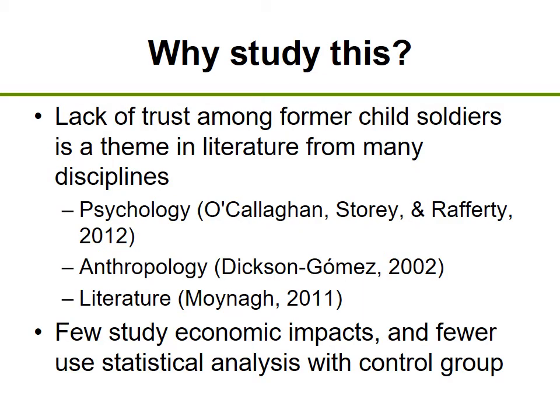So why is this important? I told you it mattered to me because I knew these people, but then why is it something that's worthwhile to pursue as an economist? Because other people care about it too. So lack of trust among former child soldiers shows up in a lot of studies. In psychology, in anthropology, even in literature, in poetry and short stories, this is a theme that comes up. But what I found was that not many people had studied this and the economic impacts. And very few had studied it using a control group, meaning I wanted to look at not only the child soldiers, but those who weren't child soldiers and compare them to each other.